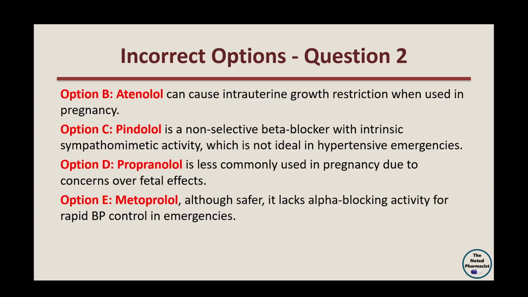Here is the explanation for incorrect options. Option B, atenolol is incorrect because it may cause intrauterine growth restriction when used in pregnancy. Option C, pindolol is incorrect because it is a non-selective beta blocker with intrinsic sympathomimetic activity, which is not ideal in hypertensive emergencies. Option D, propranolol is incorrect because it is less commonly used in pregnancy due to concerns over fetal effects. Option E, metoprolol is incorrect because, although safer, it lacks alpha-blocking activity for rapid BP control in emergencies.